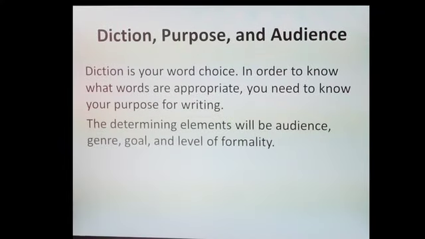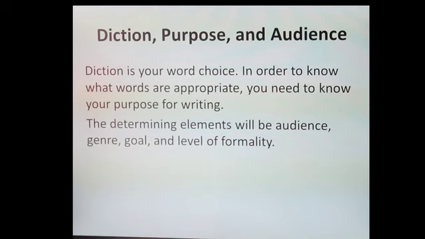For some of my students, understanding diction, purpose, and audience can really stumble them. They try to figure out what's the difference between their word choices and who's listening, who's reading. So this lesson is going to tell you a little bit more about that. So diction, first of all, is your word choice.